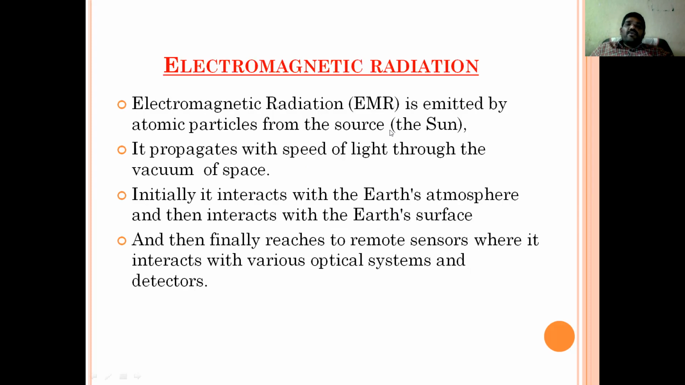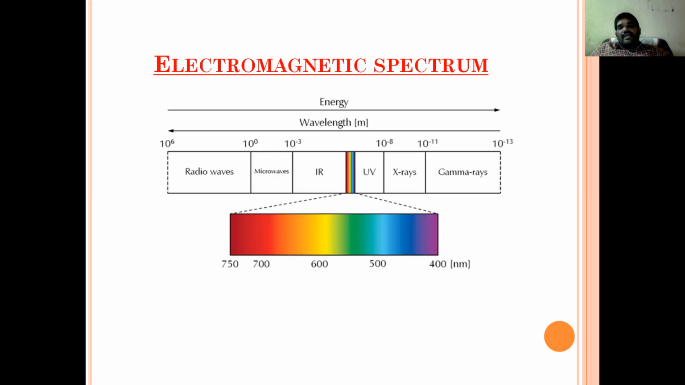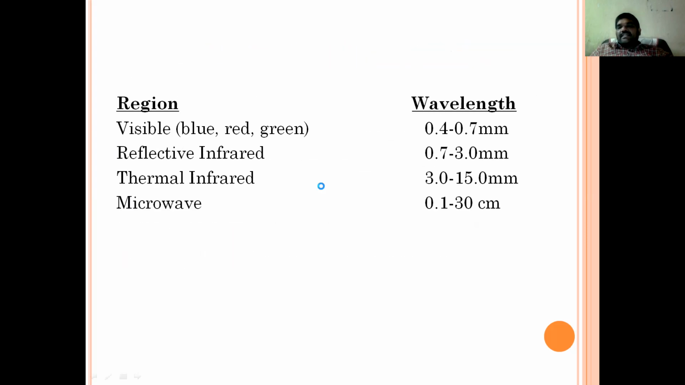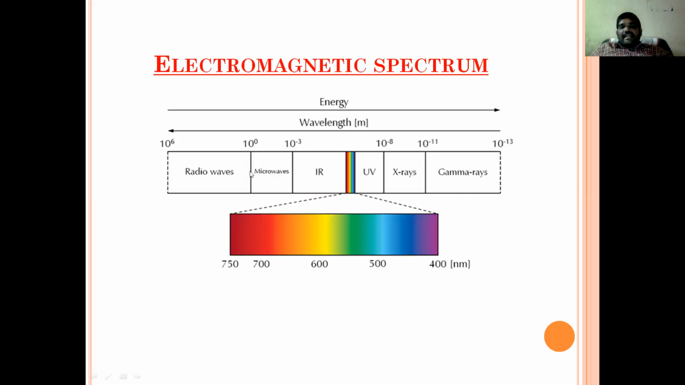And here you observe some other names: reflective infrared, thermal infrared, microwave. All these exist side by side. Of course, thermal infrared is not mentioned here, but based only on the wavelength, they are subcategorized as thermal infrared and reflected infrared. Thermal infrared and reflected infrared all lie here with respect to the wavelengths, and then there are the microwaves.